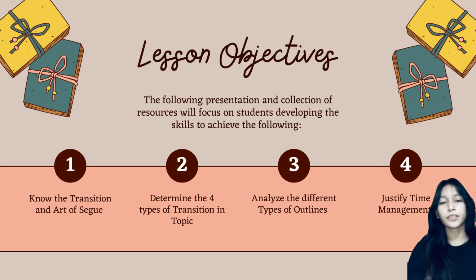The second page is our objectives. Moving on to our objectives: Number 1. Know the transition and art of segue. Number 2. Determine the 4 types of transition in topic. Number 3. Analyze the different types of outlines. Number 4. Justify time management.